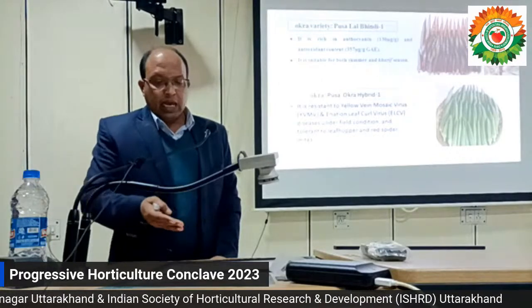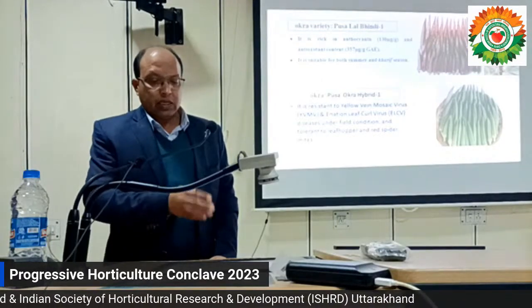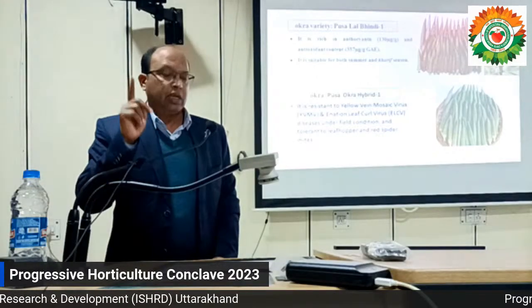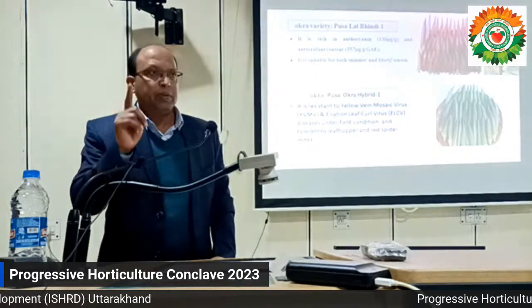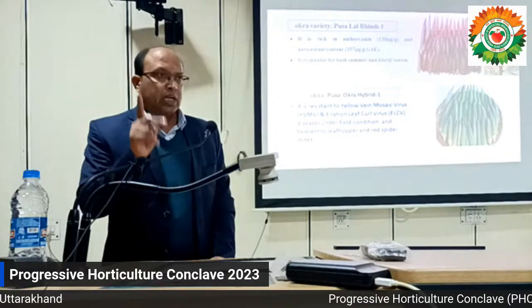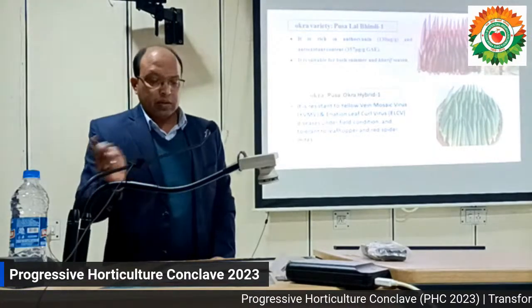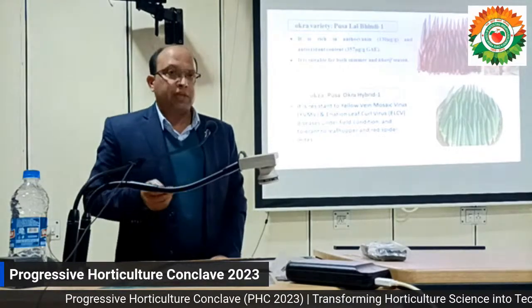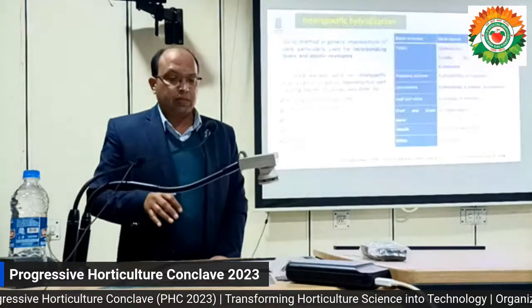And Pusa Okra Hybrid 1 was also notified, and it has dual resistance. Pusa Bhindi 5 had YVMV resistance, but this hybrid has dual resistance. We have transferred resistance into both parents: one is YVMV resistant and the other is ELCV resistant. So this variety has dual resistance.